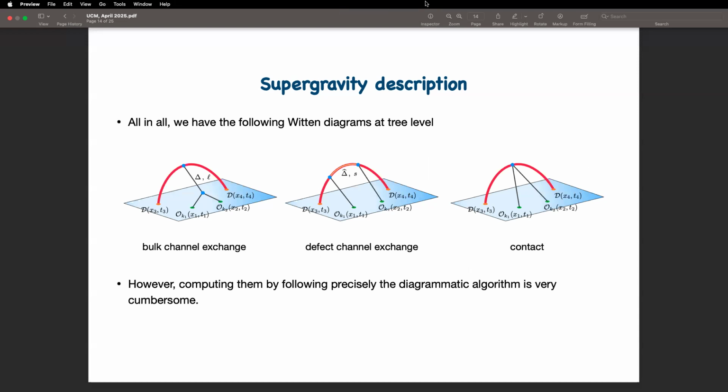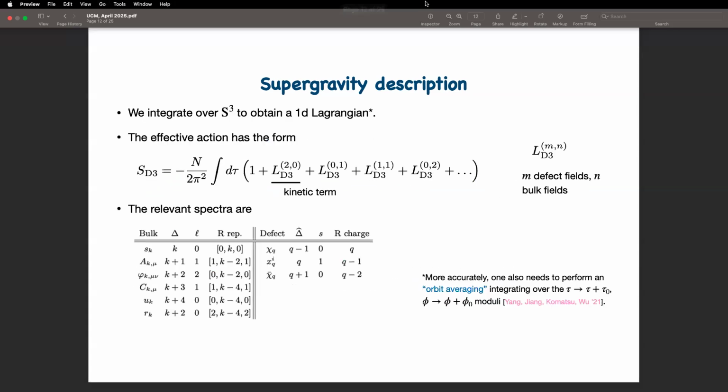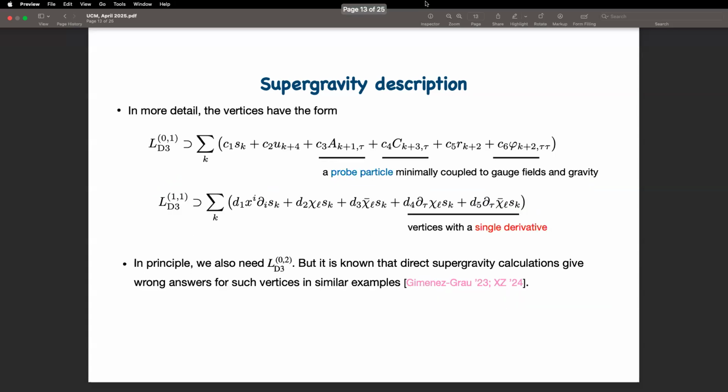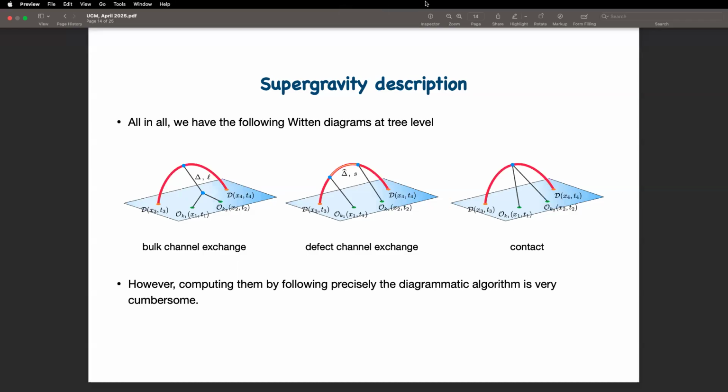Okay, so let me just tell you what we need from this very schematic supergravity analysis. What we need is the following pictures. We are going to compute these 2-point functions at the leading non-trivial order in 1 over N, in fact, just order 1 over N. And those correspond to some tree-level processes.